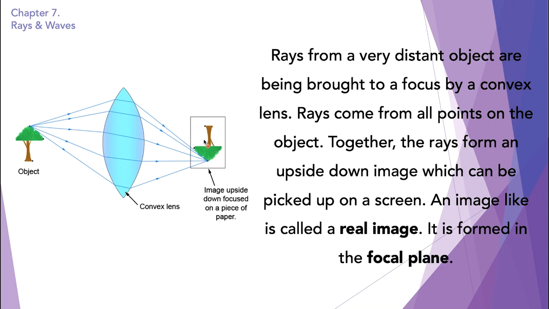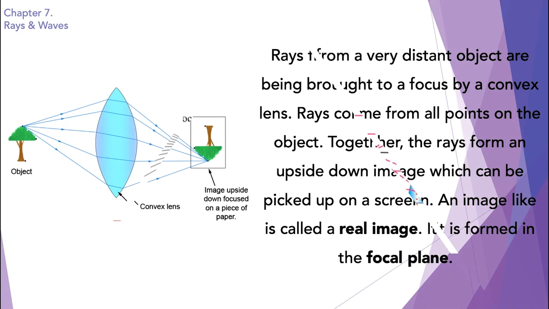We call such images real images because they are produced when rays from a lens actually meet at some point to form it. Whenever rays actually converge at a point to form an image, that image is a real image. And the properties of real images are that they are upside down and can also be picked up on a screen. Okay, so this was the real image. Real images are formed when rays actually converge to form them. Whereas virtual images, basically, rays from a concave lens can never form a real image because they diverge the rays.